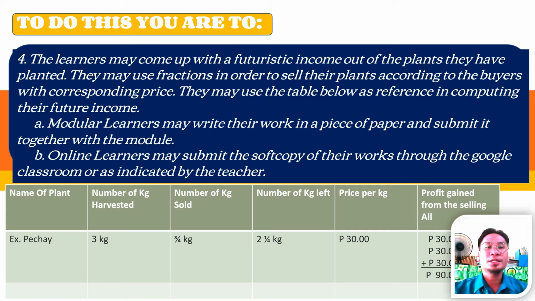For modular learners, they may write their work on a piece of paper and submit it together with their module. While for online learners, they may submit the soft copy of their works through Google Classroom or as indicated by the teacher. So the table here has these tab titles: the name of the plants, number of kilograms harvested, number of kilograms sold, number of kilograms left, price per kilogram, and profit gained from the selling.